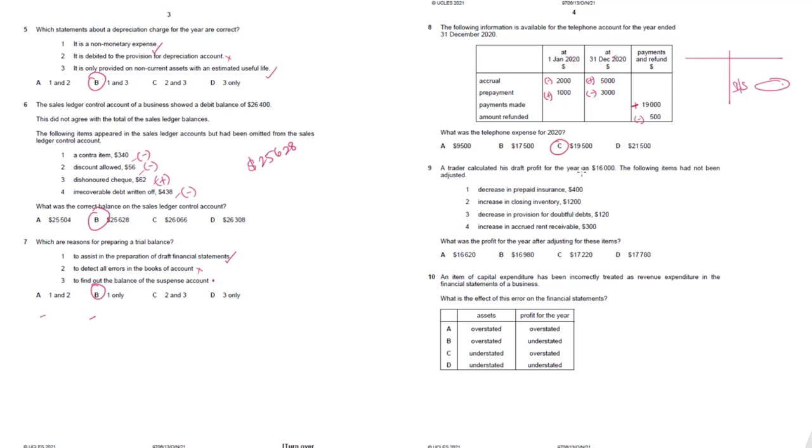Question 9. A trader calculated his draft profit for the year 16,000. The following items had not been adjusted. A decrease in prepaid insurance, which means opening is greater than the closing for prepaid insurance. That's why they're telling you it's a decrease. So opening prepaid insurance is usually added to the expense and closing is subtracted. So since opening is greater than closing, there will be a net increase in the expense of $400.